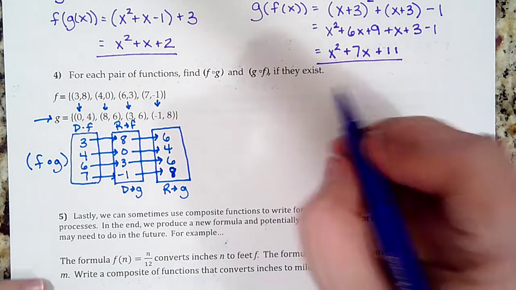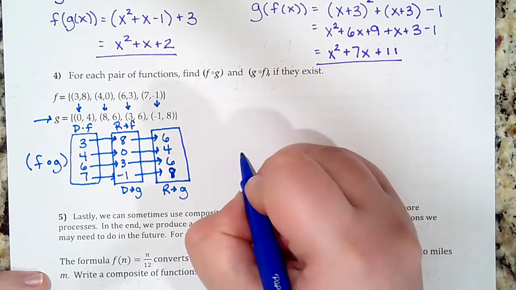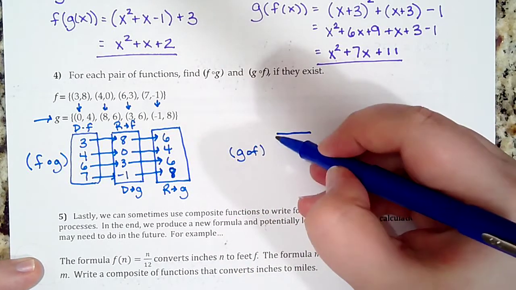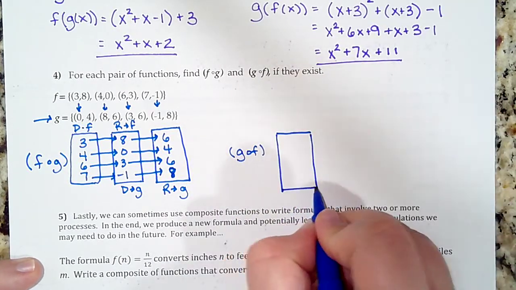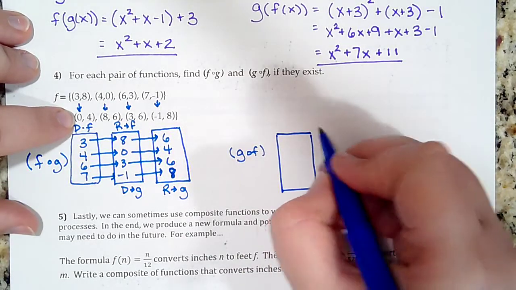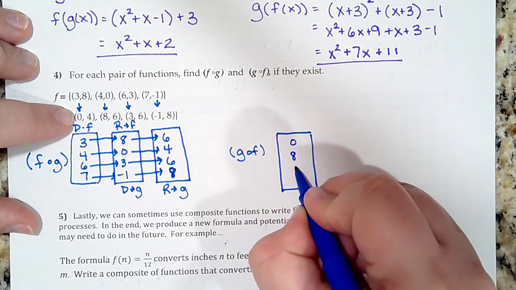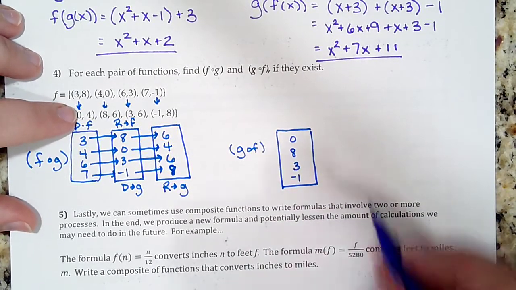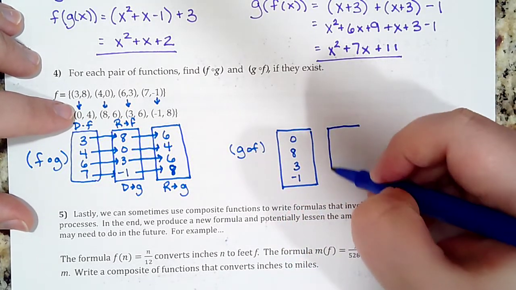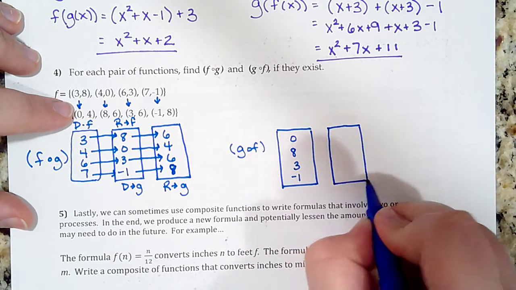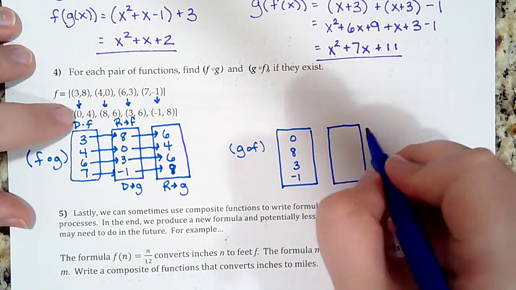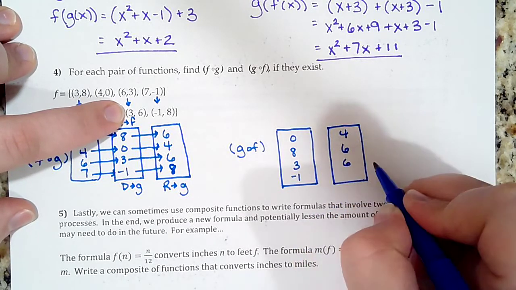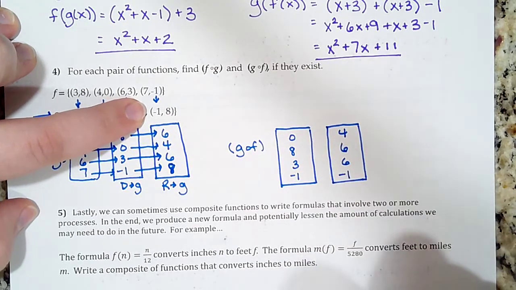Let's see another one. Let's do our g of f. So if we're going to do g of f, we need to start with our domain of g. Domain of g is going to be 0, 8, 3, negative 1. Now, if g of f exists, each of my ranges should relate to a domain in f. So let's put that on there. 0, 4, 8, 6, 3, 6, negative 1, 8, sorry.